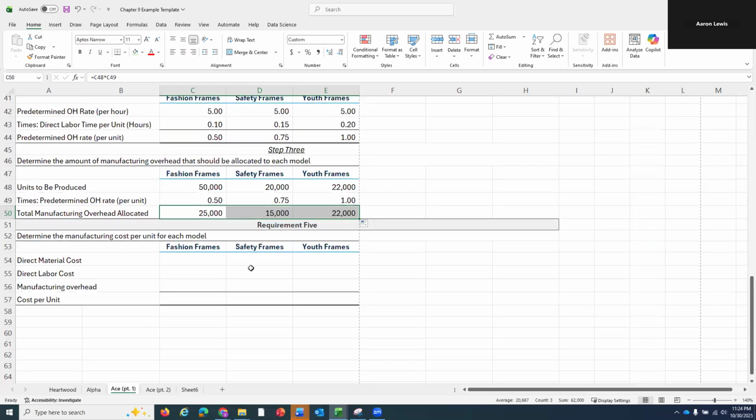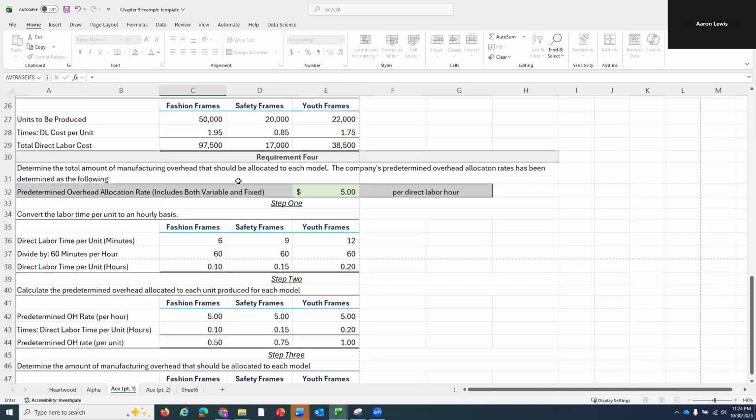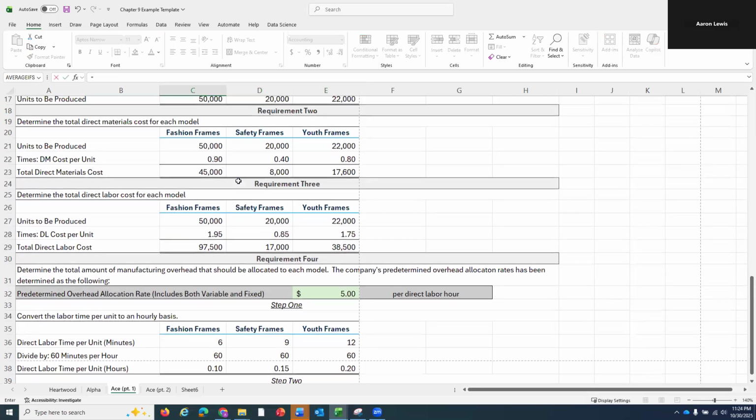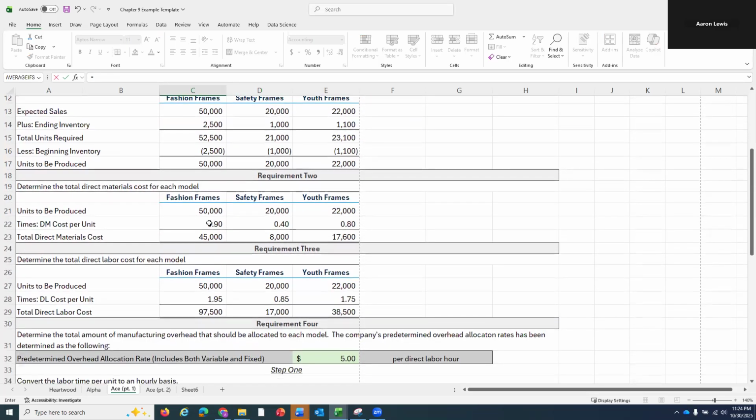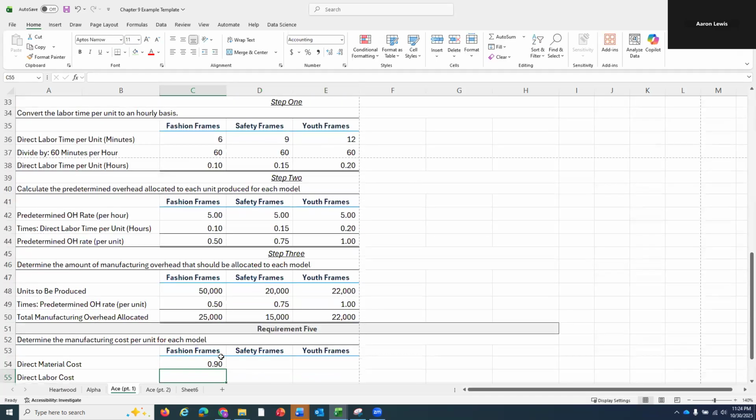What's my next step? To figure out how much in total between our three cost components, materials, labor, and overhead, every pair of fashion frames, every pair of safety frames, every pair of youth frames is going to cost us. And I can just grab those numbers from my previous calculations. So how much did it cost us in materials for each unit that we made? It was 90 cents for fashion frames, 40 cents for safety frames, and 80 cents for youth frames. So let me just bring those numbers on down into my calculations.